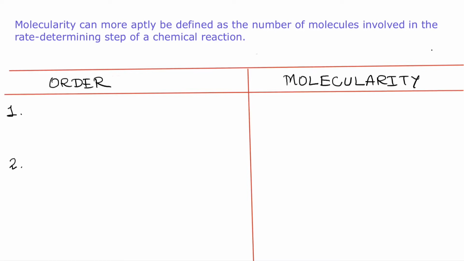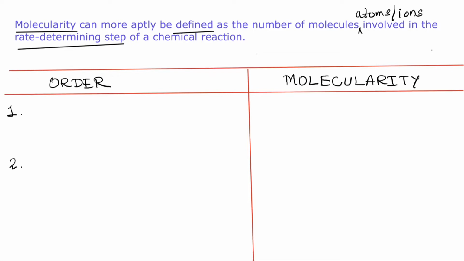So we need to redefine molecularity. Although in some places you will find the previous definition, let us be more precise in our definition. We say molecularity can be defined as the number of molecules, atoms or ions involved in the rate determining step of a chemical reaction, right?